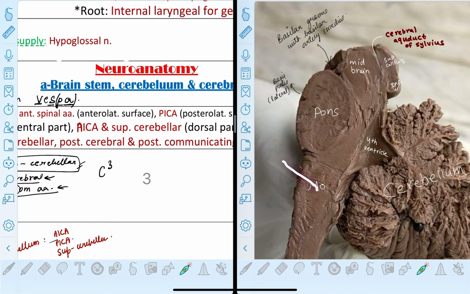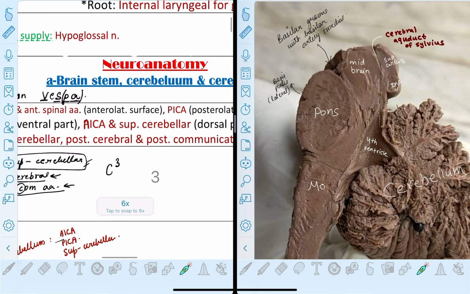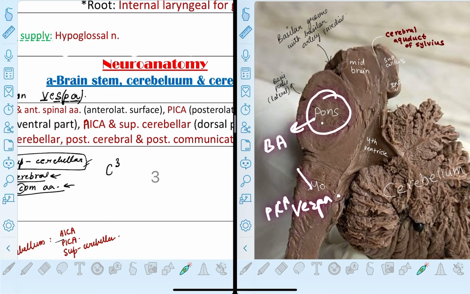So if they put something like that and ask the blood supply, the first part of the question is identification: identify the structure which is marked. The next part will be the blood supply of the marked structure. If they ask medulla, it's PICA and vertebral. If they ask pons, it's basilar artery, and the other part is ICA and superior cerebellar. You'll remember this throughout your life, probably, not just right now.